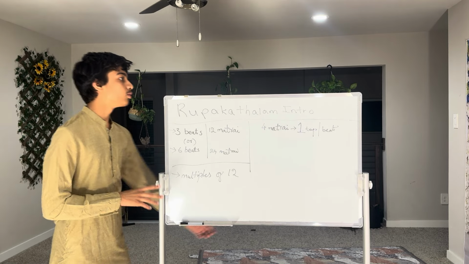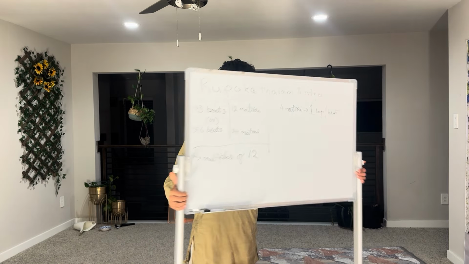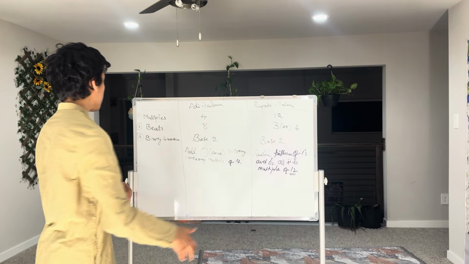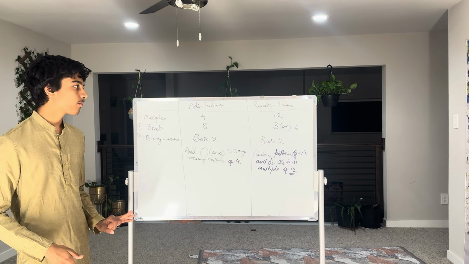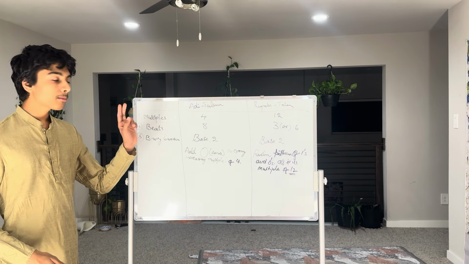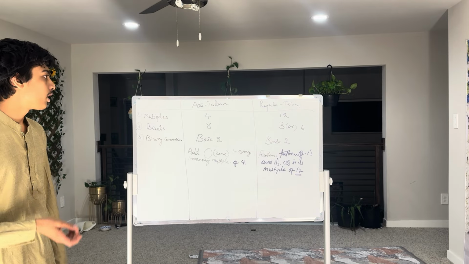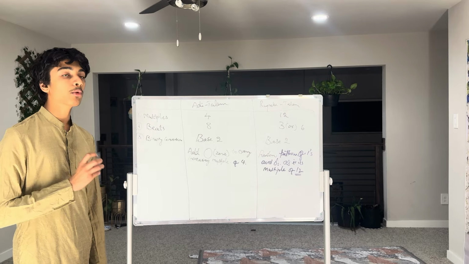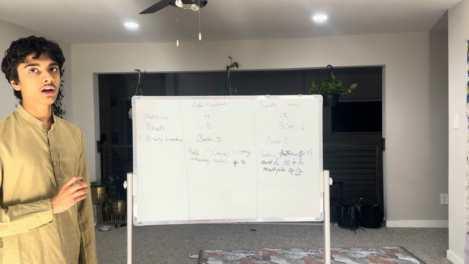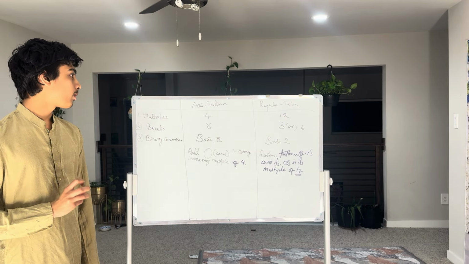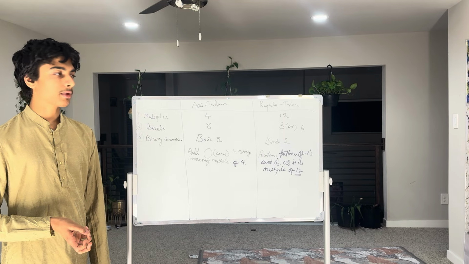But this brings us to our differences. There are 3 main differences here for Adi Talam and Rupakatalam. Firstly, what I just mentioned, the multiples. You can only use multiples of 4 when it comes to Adi Talam. And for Rupakatalam, you can only use multiples of 12, like I just mentioned.